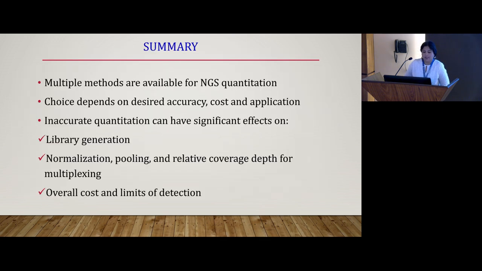To summarize, multiple methods are available for NGS quantification. The choice depends on the desired accuracy, cost, and application. Inadequate quantification can have a significant effect on your library generation, normalization, pooling, and relative depth of coverage for multiplexing, overall cost and limits of detection.